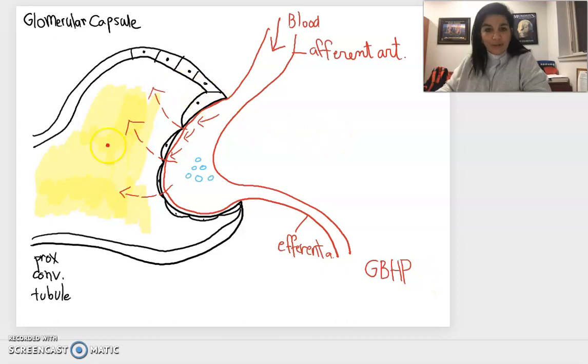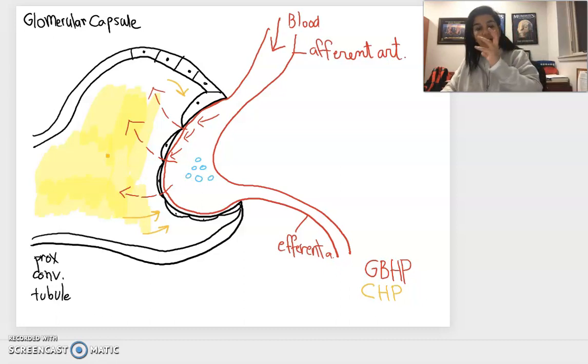But there's also fluid in the capsule itself, and this fluid is also exerting its own pressure against the same wall. I'm going to illustrate it here with my yellow arrows. So this would be the capsular hydrostatic pressure. That's the pressure exerted from the fluid inside the capsule that is pushing against that dividing wall. So the capsular hydrostatic pressure.